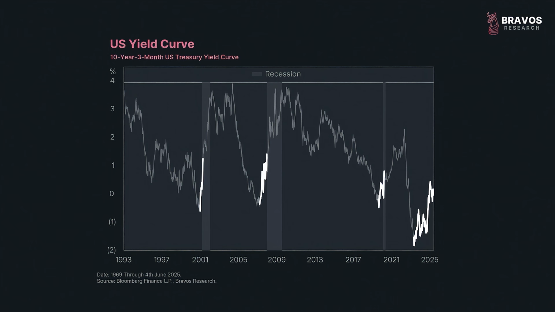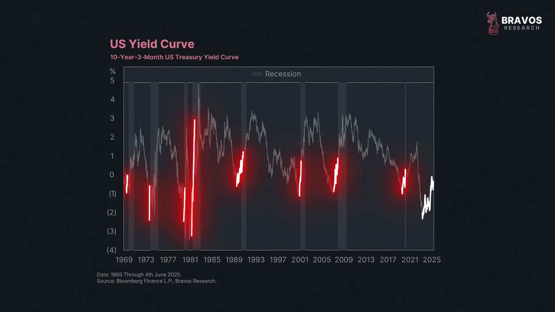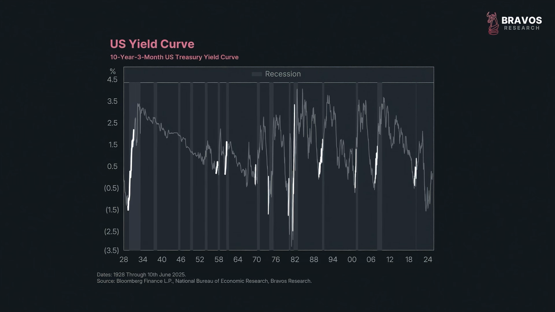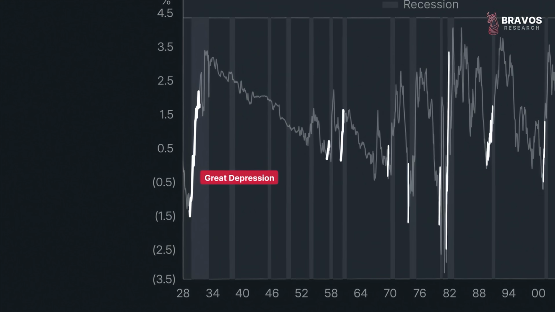The yield curve steepened in late 2007, right before the beginning of the Great Financial Crisis, in early 2001, right before the dot-com bust. And we have many more examples of yield curve steepenings that were subsequently followed by US economic recessions. And this, by the way, includes the steepening that occurred just a few months before the onset of the Great Depression in the 1930s.